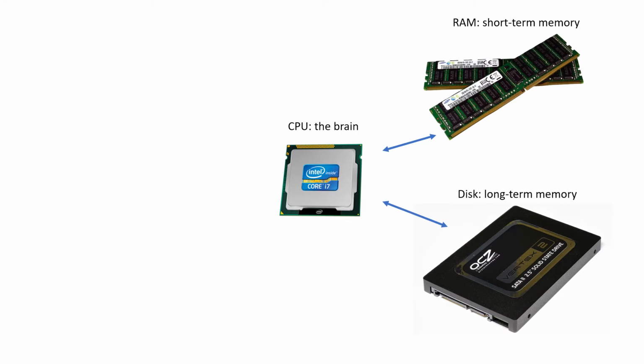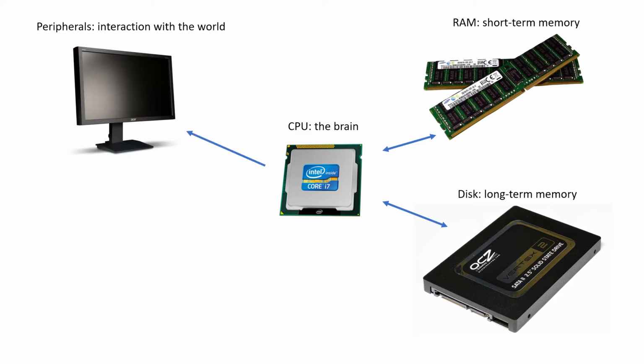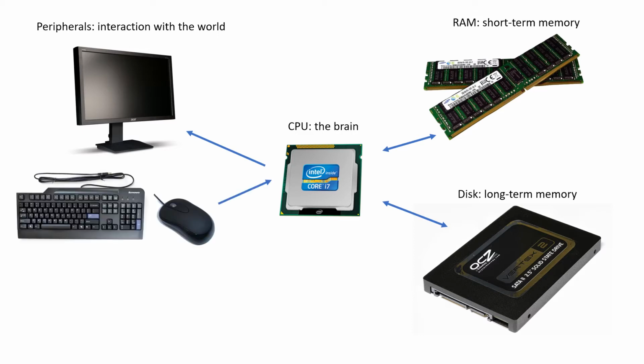Then we have the long-term memory. In this picture, we have an SSD disk. So this is where your files are stored, the programs, and everything that should be stored across reboots of the computer. Then we have these peripherals because we need to interact with the computer. We need to be able to see what it's doing. We need to give instructions. So connected to the CPU, we have the monitor, we have a keyboard, and we have other kinds of boards. For example, here in this picture is a wireless network card.